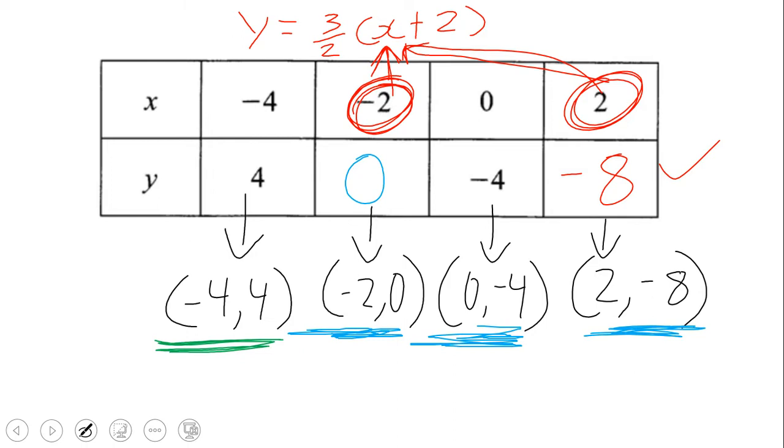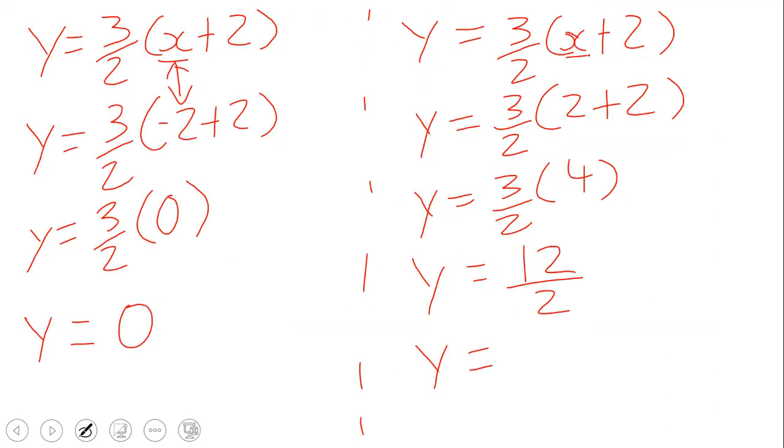Kennedy, you're following? Yes, sir. Okay. So we just put the positive 2 here. 2 plus 2 is 4. What is 12 over 2? 8. 12 over 2. So how do we get the negative 8?